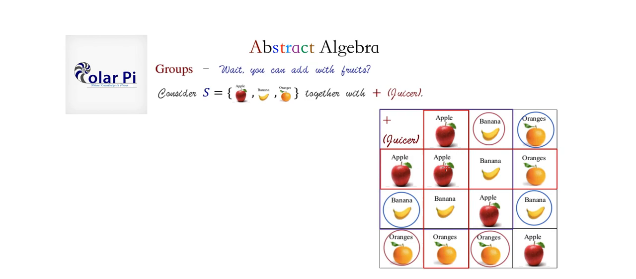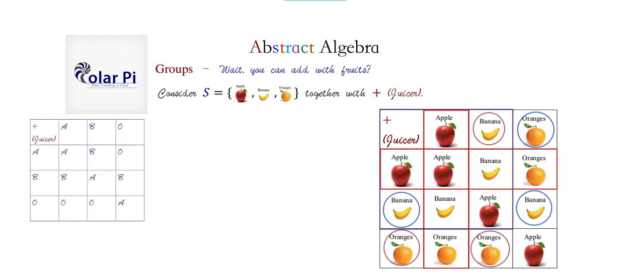So what's the final requirement of a group? We need it to be associative. We don't require that it be commutative, but we need it to be associative. So let's look at this skeletal map of the same group. A is apple, B is banana, and O is orange. And this is identical to this other table. It's just less visually appealing, if you will.